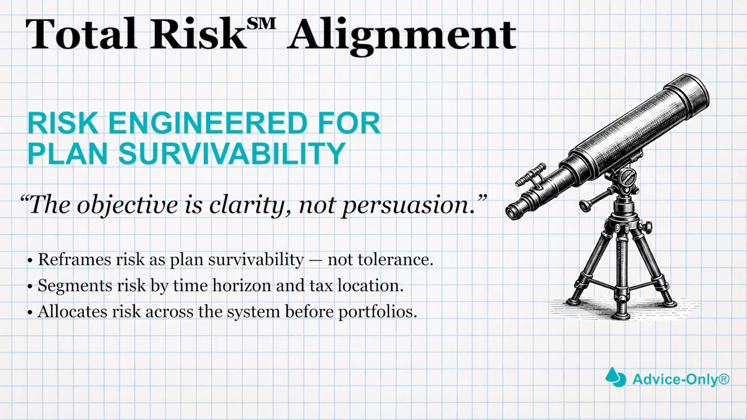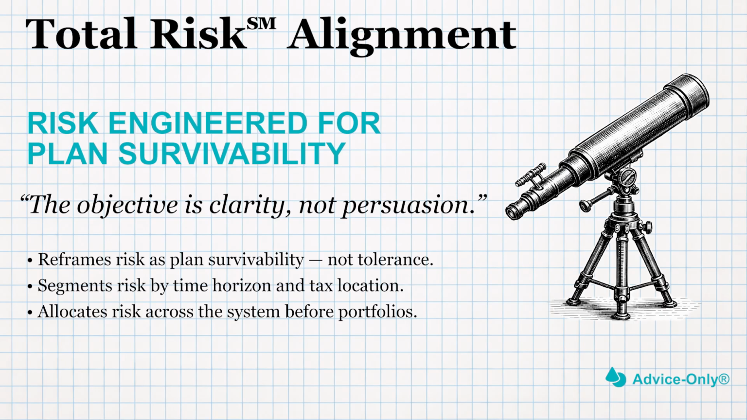The methodology evaluates risk across multiple dimensions: income stability, human capital exposure, longevity uncertainty, sequence of returns sensitivity, liquidity needs, tax structure, and behavioral risk. Accounts are organized by time horizon and tax character so that risk is placed where it naturally belongs, not where it happens to look good on a pie chart. This is fundamentally different from traditional risk capacity frameworks.